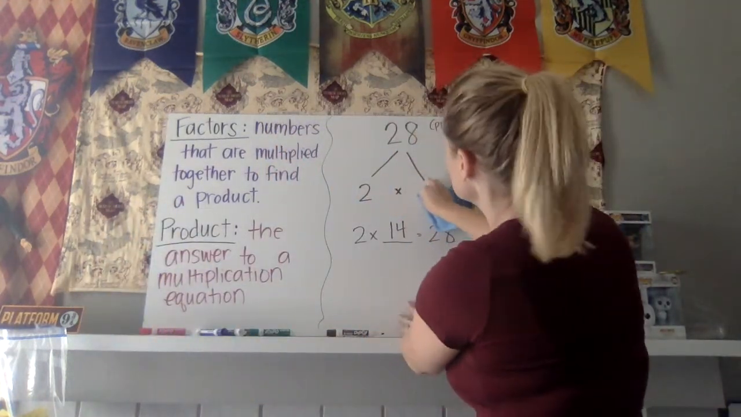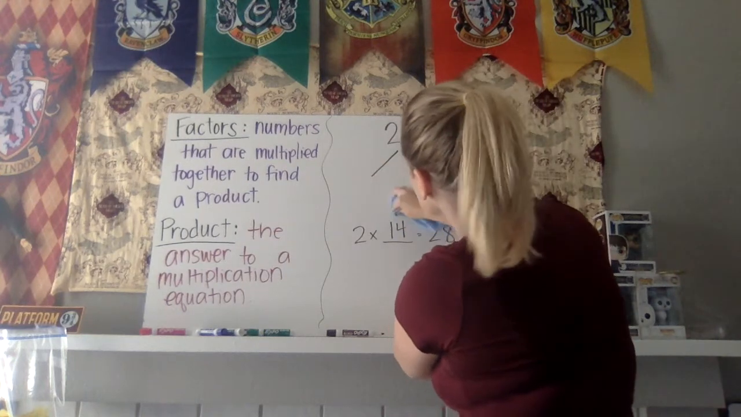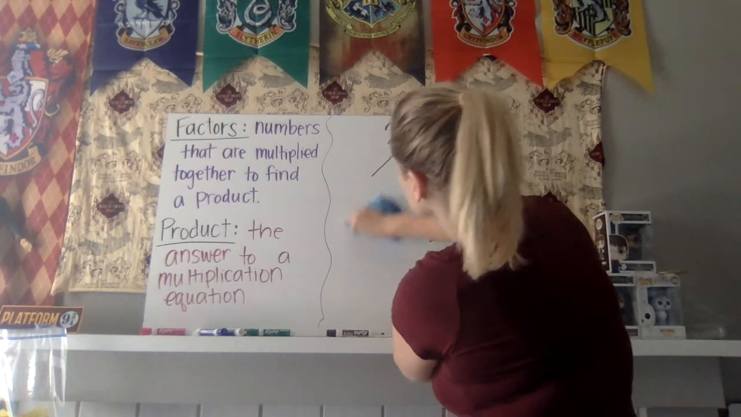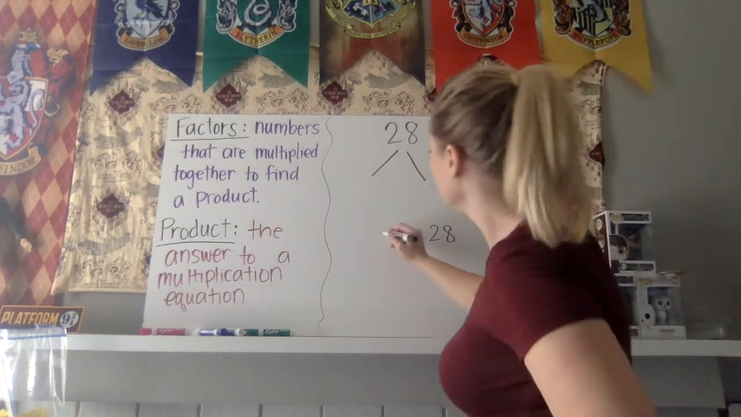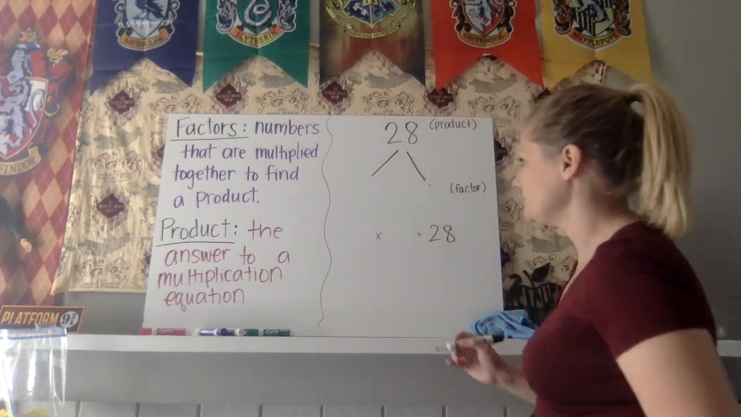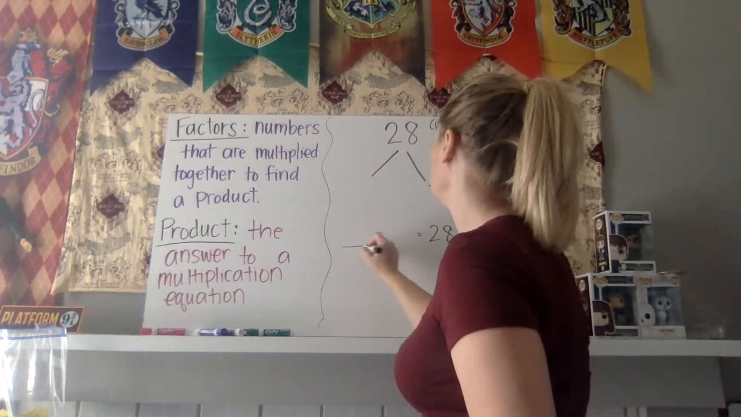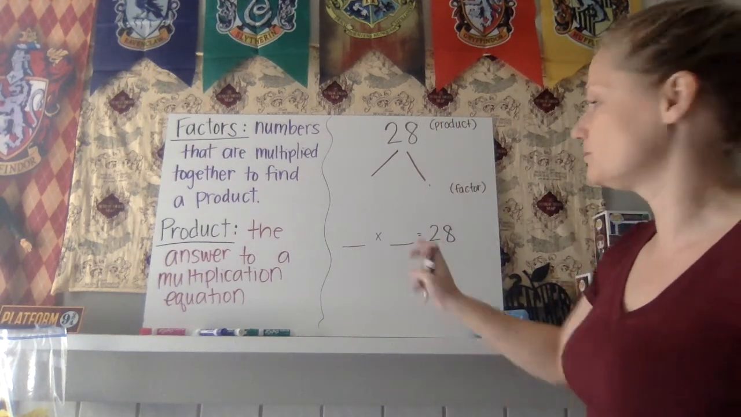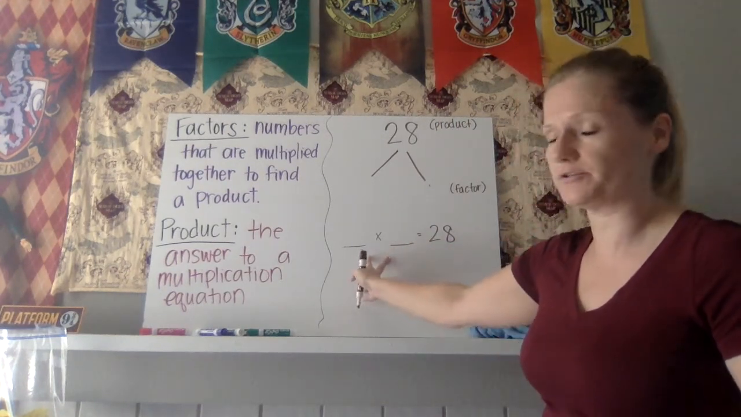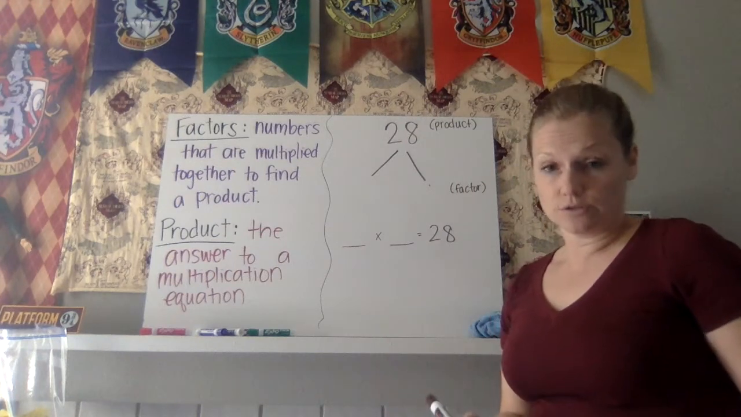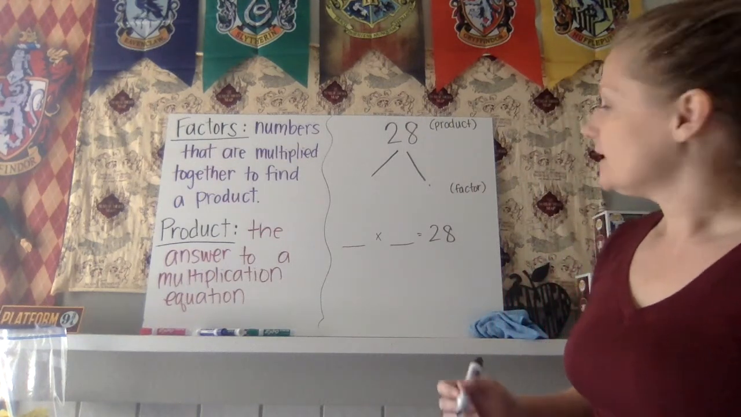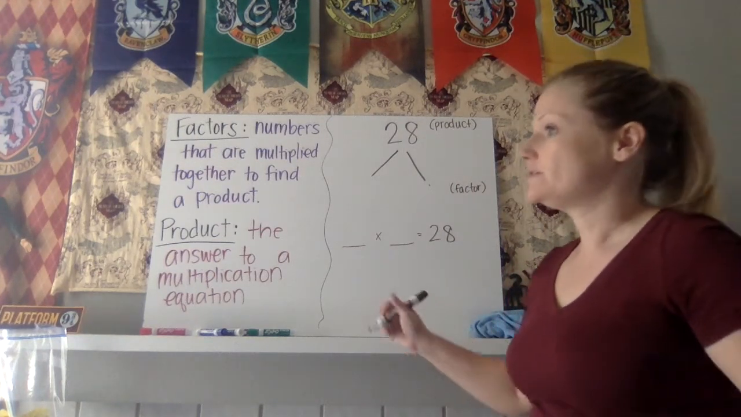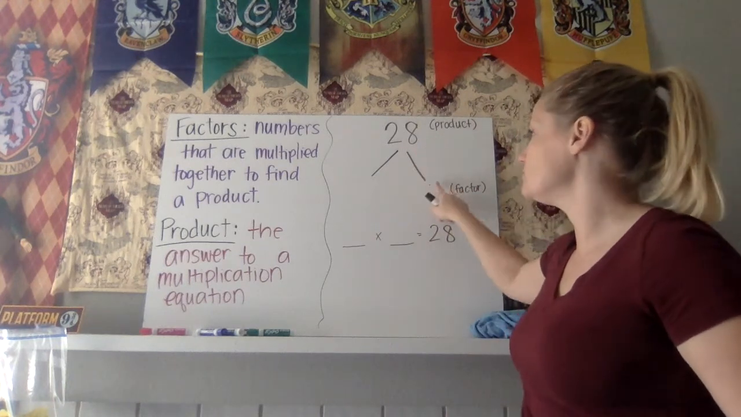So I'm going to erase this example. We're going to keep this down here because we're going to figure out what times what is equal to the product of 28. So we're figuring out two missing factors. So what you can do is you could think 3. Does 3 times anything equal 28?